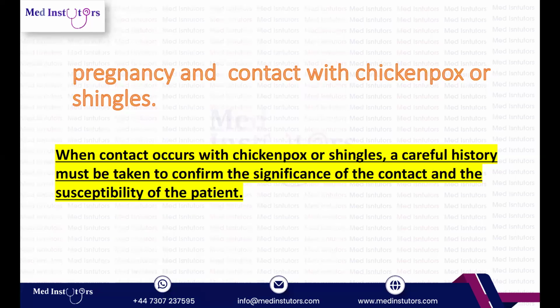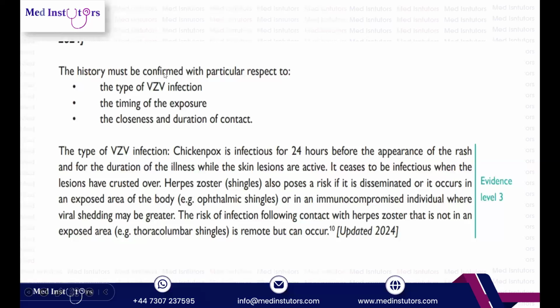So how will we confirm this? By taking history. So what is that? Number one, the type of varicella zoster virus infection she was exposed to, whether it was primary or secondary, and what was the timing of the exposure? What was the closeness and the duration of contact? These are very important things to be asked. That is important again for your part 2, part 3, and your daily clinical practice as well.